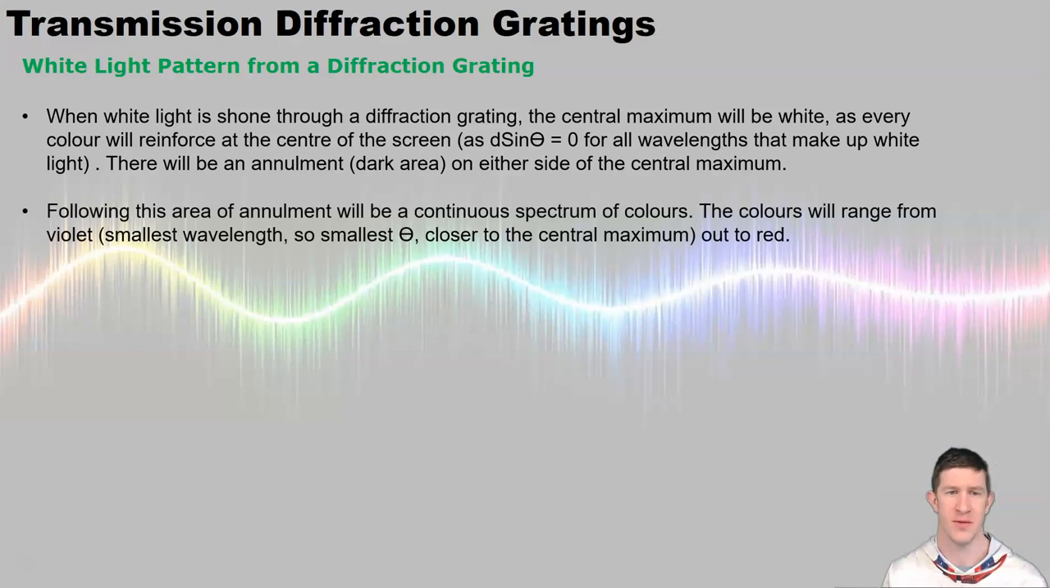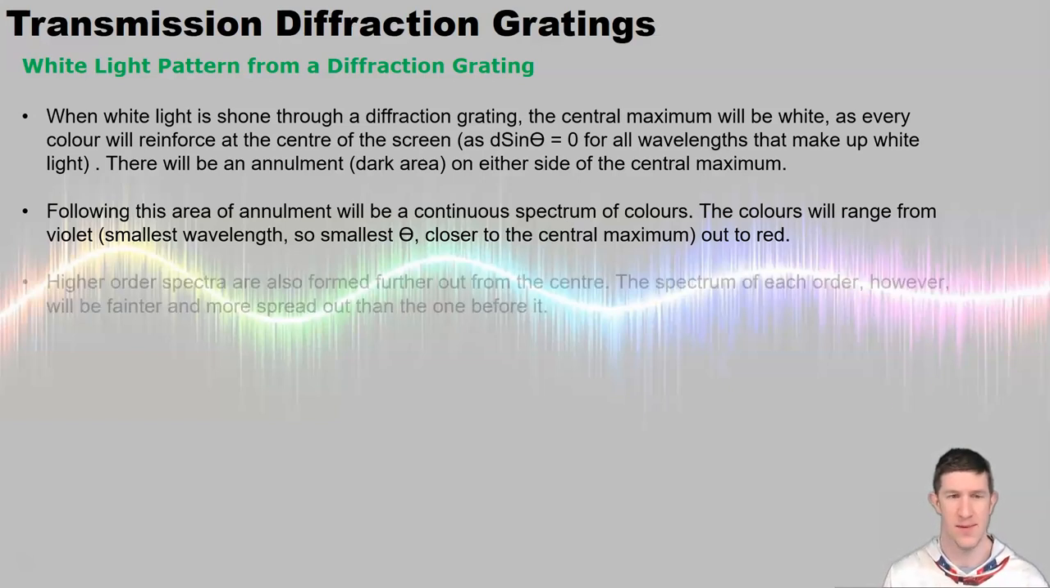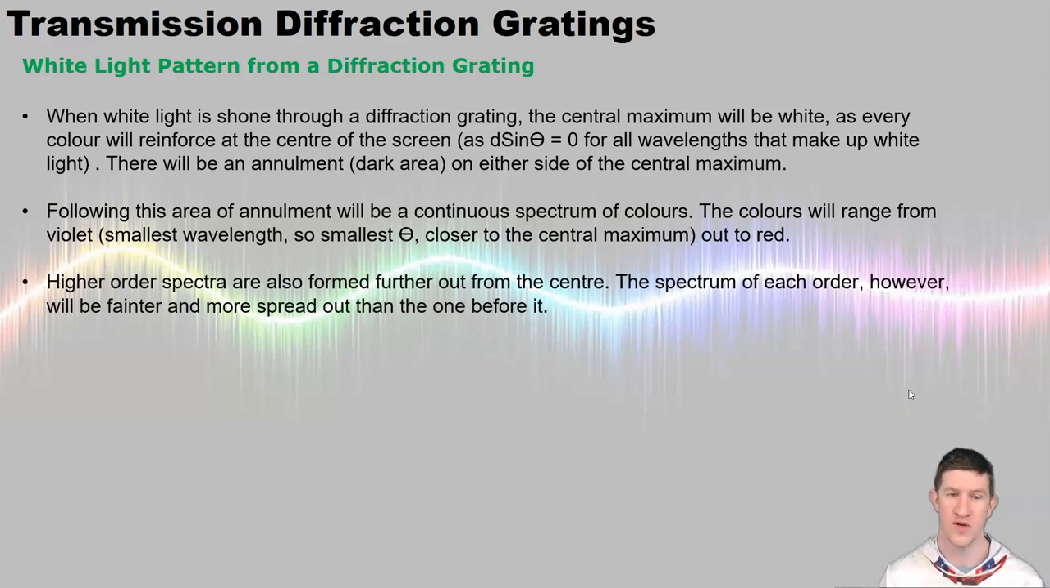Following this area of annulment, there's going to be a continuous spectrum of colors. The colors are going to range from the smallest wavelength of violet, so the smallest theta, closest to the central maxima, all the way out to red, where we have the largest wavelength. Higher order spectra are also formed further out from the center. The spectrum of each order, however, will be fainter and more spread out than the one before it. After we get to about 3 orders, the spectra of the orders will start to overlap.